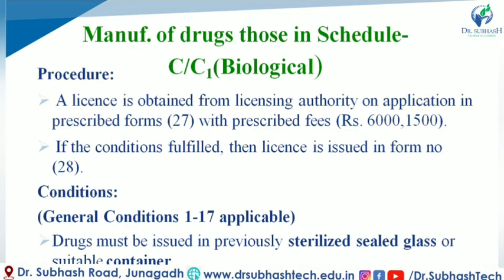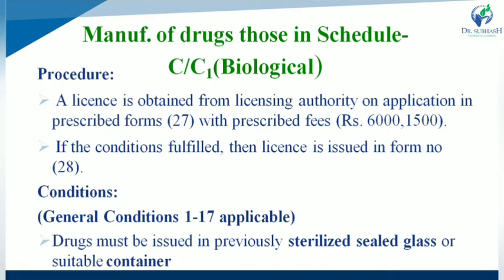So what is the procedure? First of all, the license is obtained from the licensing authority by filling Form number 27 and paying fees, that is around 6,000 and 1,500. And if all the conditions are fulfilled and the licensing authority is satisfied, then only the license is issued in Form number 28.